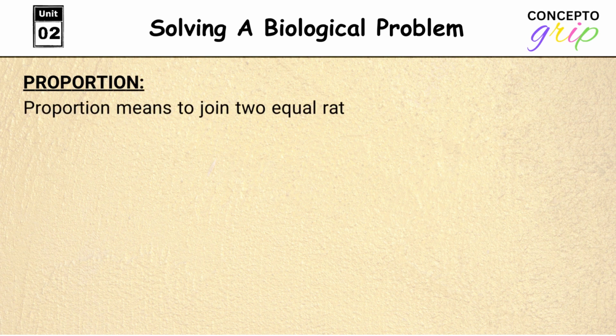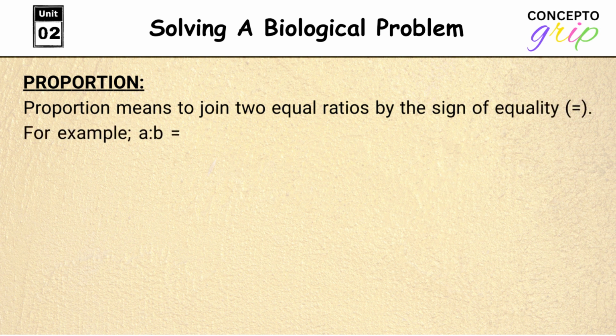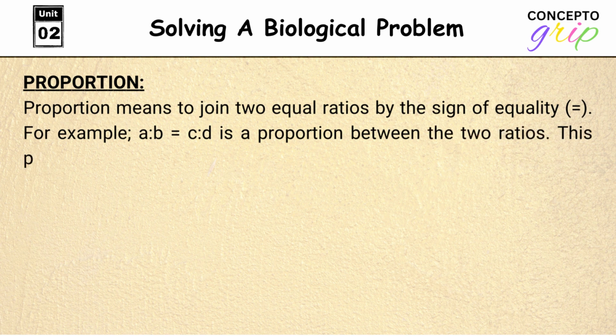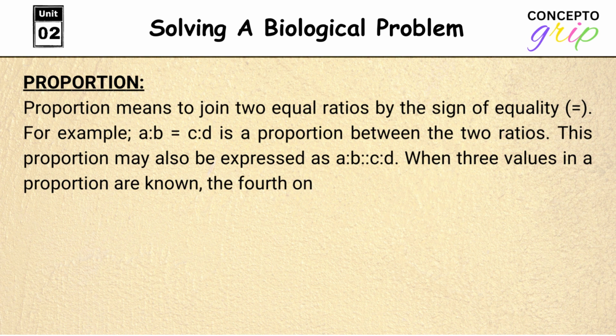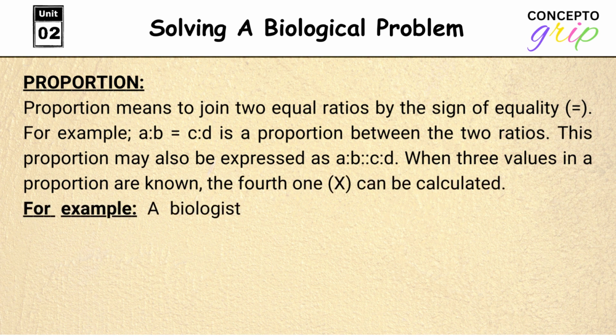Proportion. Proportion means to join two equal ratios by the sign of equality. For example, A:B is equal to C:D is a proportion between the two ratios. This proportion may also be expressed as A:B::C:D. When three values in a proportion are known, the fourth one can be calculated.